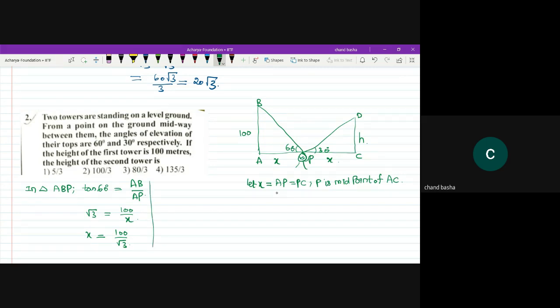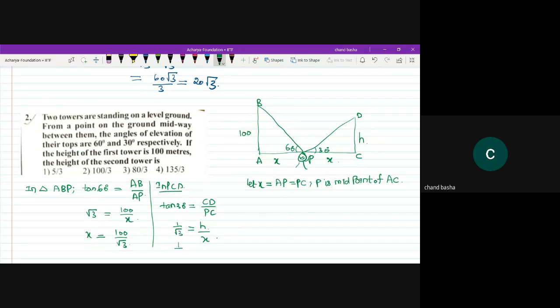And we can go for what is that X? X is nothing but either AP or PC. Now, another triangle is also there, that is PCD. Here I am going to take the same, tan 30 degrees is equal to opposite, that is CD, upon adjacent, that is PC. It should be 1 divided by root 3, is equal to CD value H divided by PC value X. As I said, I have already calculated the value of X. I can put the X value here.